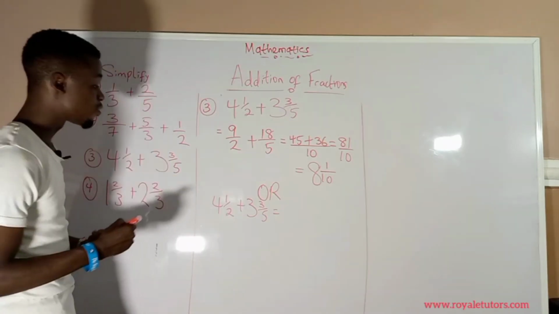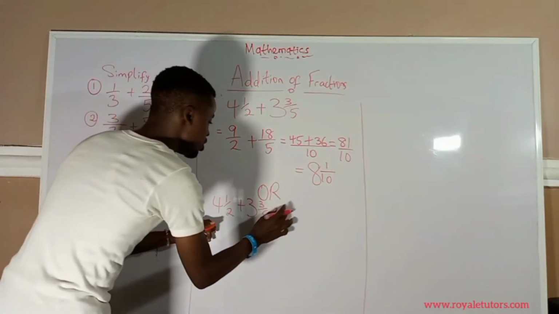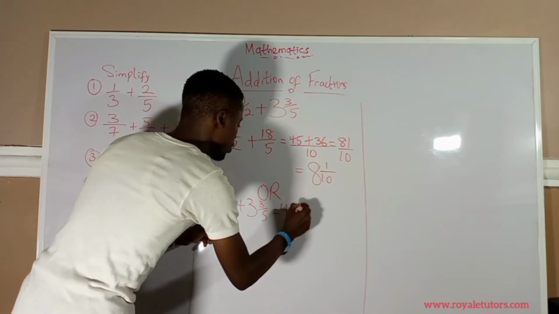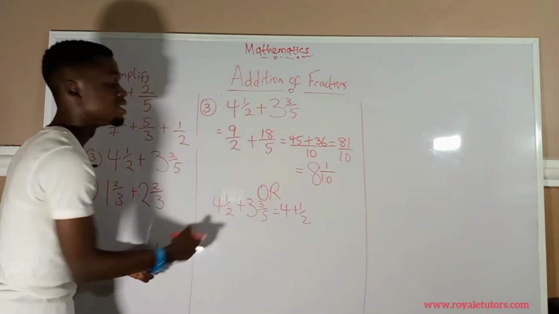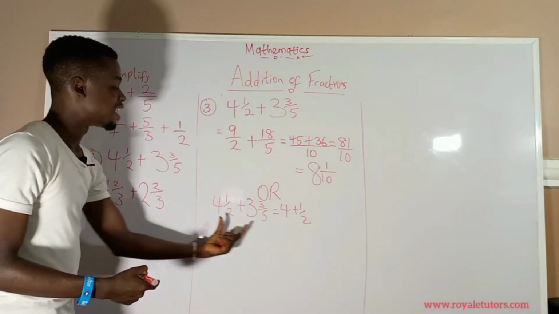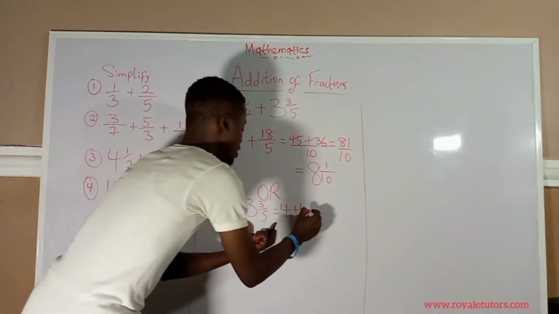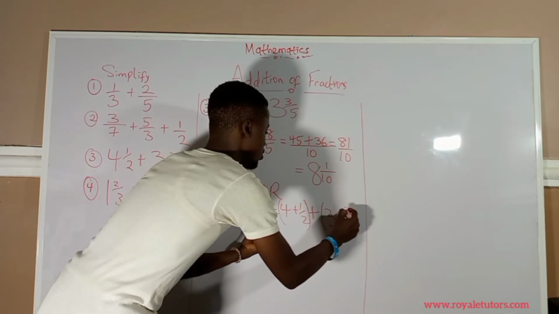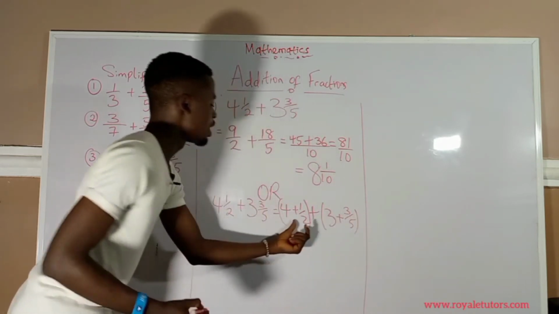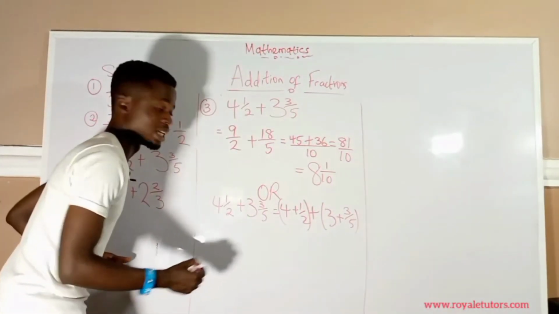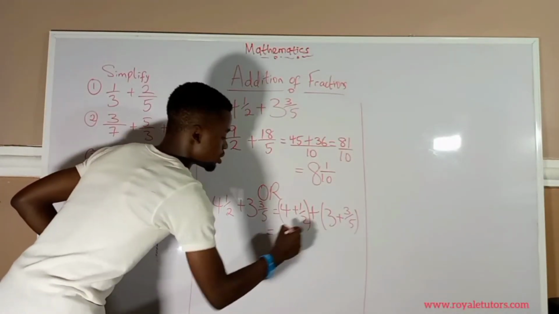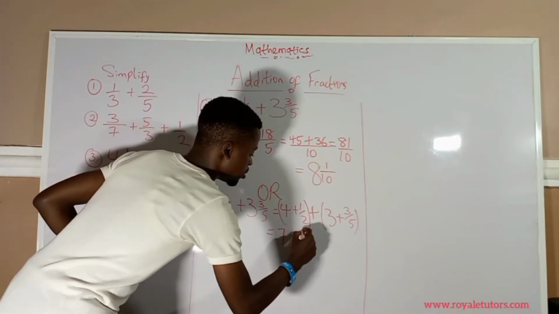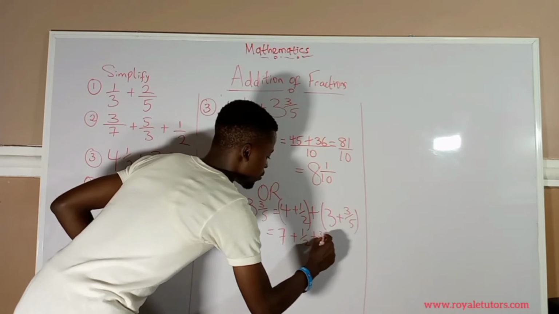4 whole number 1 over 2 is actually equal to 4 plus 1 over 2. And at the same time, 3 whole number 3 over 5 is the same thing as 3 plus 3 over 5. So take the whole numbers and add them together. If you add them together, that will be 4 plus 3, that's 7, plus 1 over 2 plus 3 over 5.